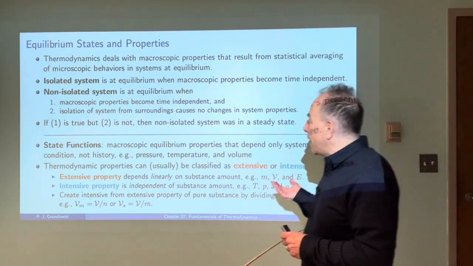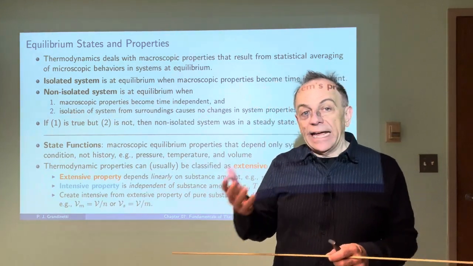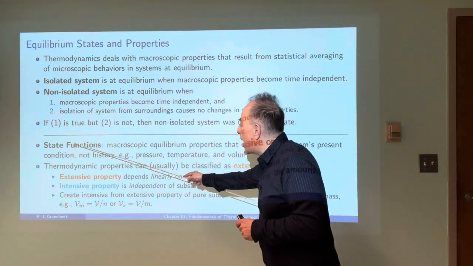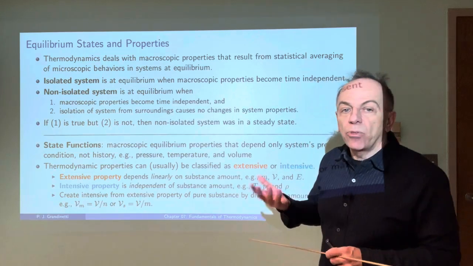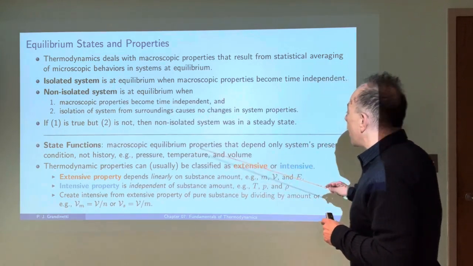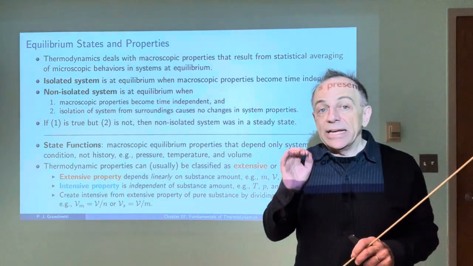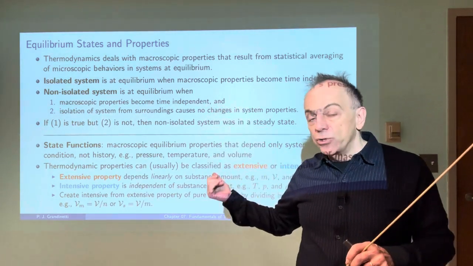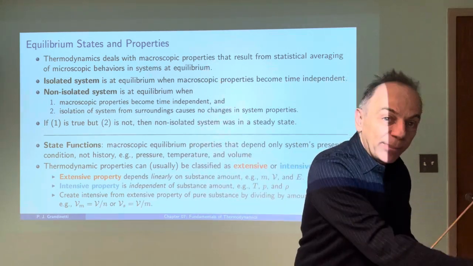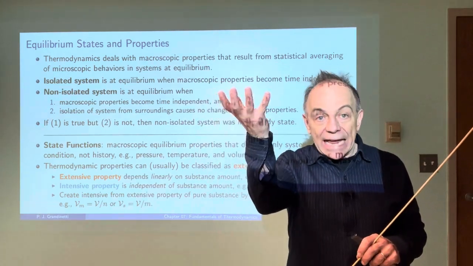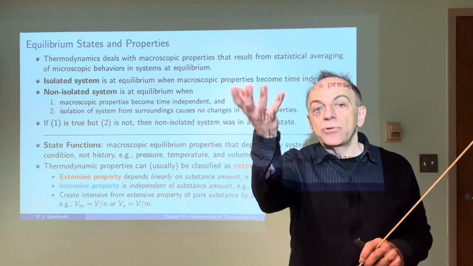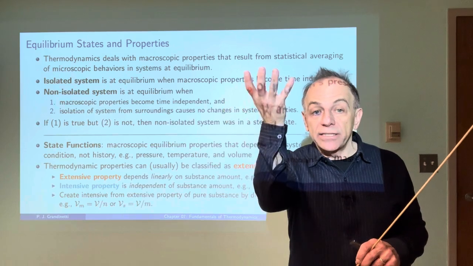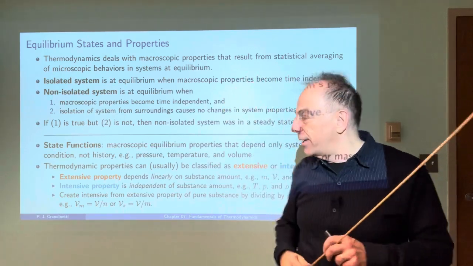Now, in thermodynamics, we're interested in equilibrium states and the properties of the system in those states. We describe those properties with what we call state functions. These are properties that depend only on the system's equilibrium state. They're not dependent upon the history of how you reached that equilibrium state. You might use one process to take you to an equilibrium state, or a completely different process to take the system to the same equilibrium state. State functions are those properties that are independent of how you got there. They only depend upon the current equilibrium state.